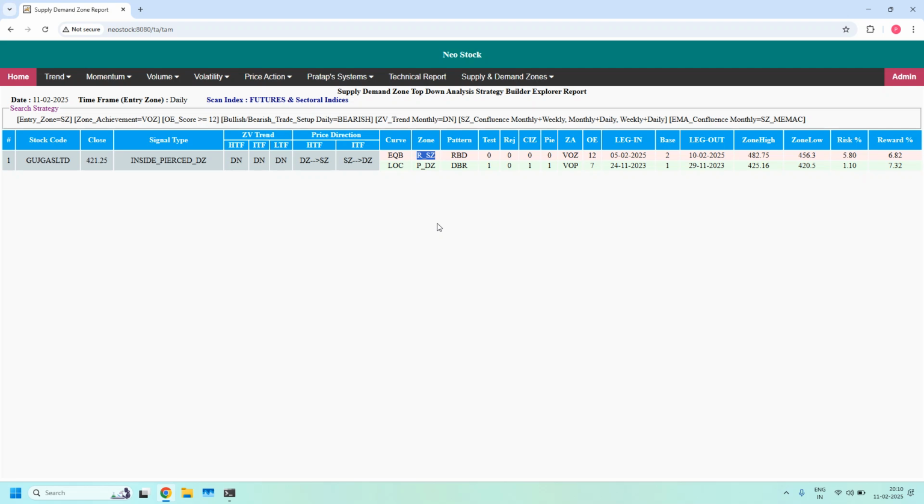So this is bearish trade setup for monthly income trade. Next we will look into weekly income trades.